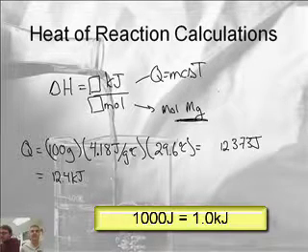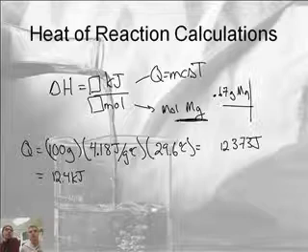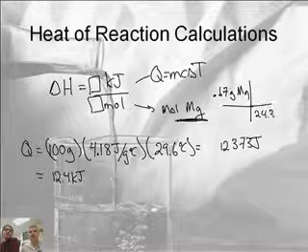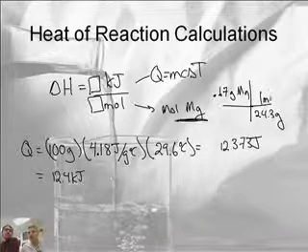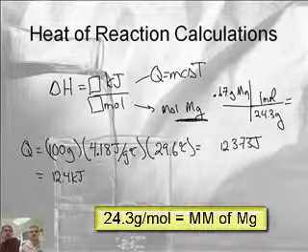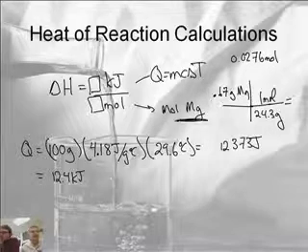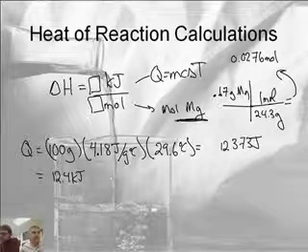Now let me find the moles of the magnesium. I had 0.67 grams of magnesium. I know there's 24.3 grams in 1 mole. I got that from the periodic table. So I looked on my periodic table, and I get 0.0276 moles. That goes up right there.